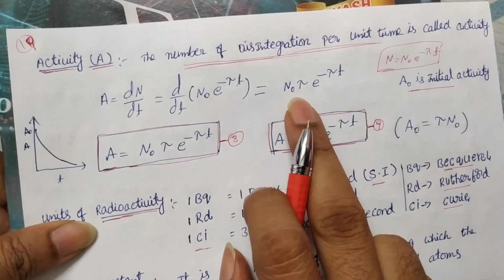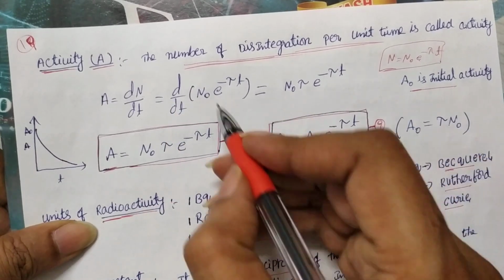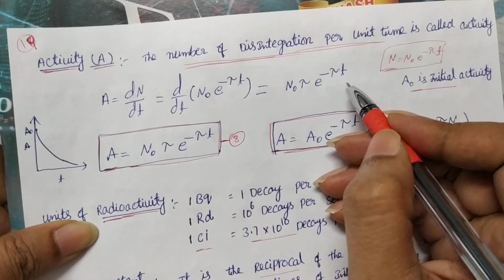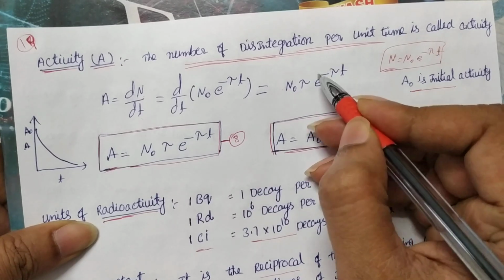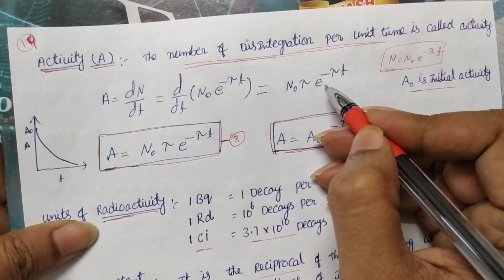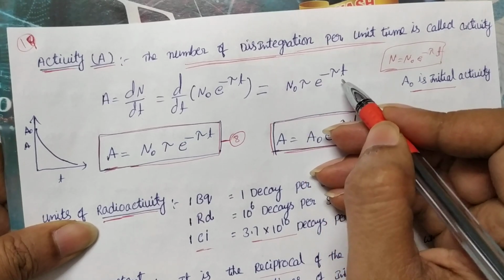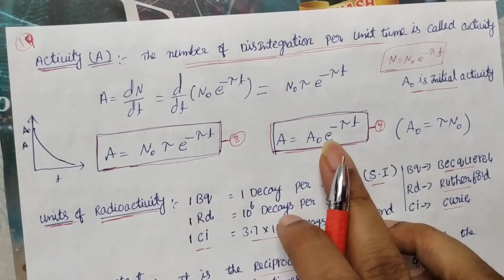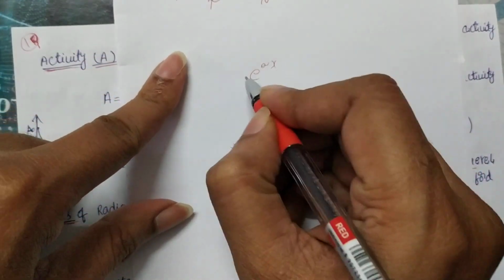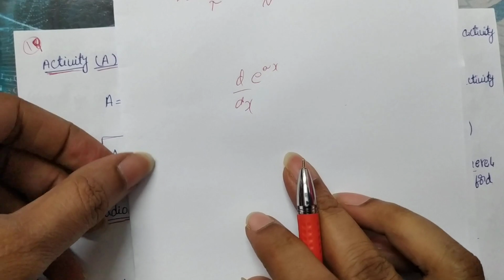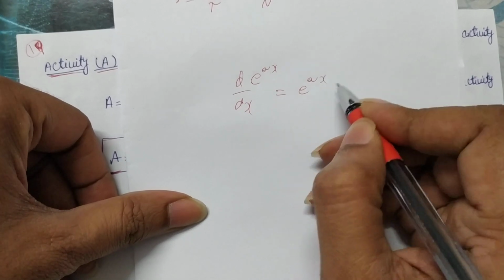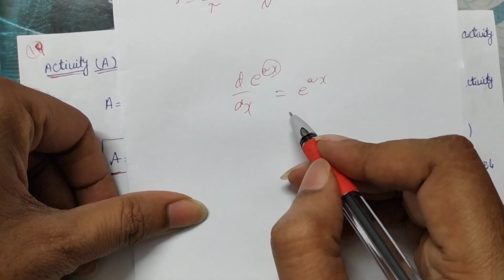N naught is constant, so you can write it outside. For e power minus lambda t, differentiation gives the same e power minus lambda t, and again you have to differentiate the exponent part. For that part, what do you get? Minus lambda. So for e power minus lambda t, we get e power minus lambda t times minus lambda. Once you see a similar type of equation, for example d by dx of e power ax, you get e power ax only, and again for ax you have to do the differentiation and multiply with that.